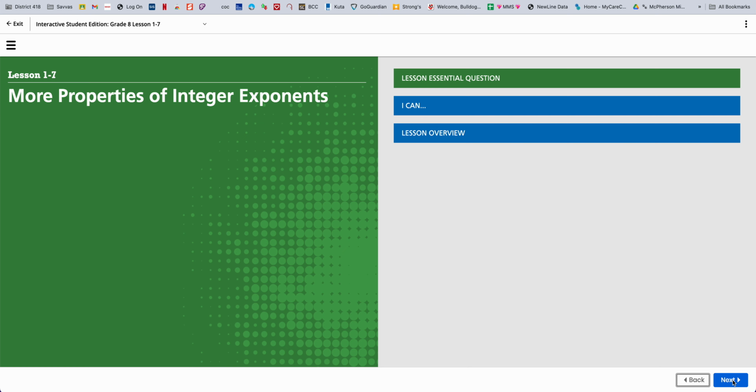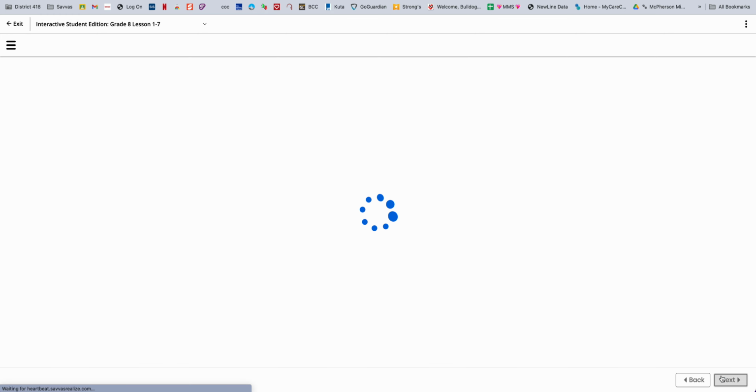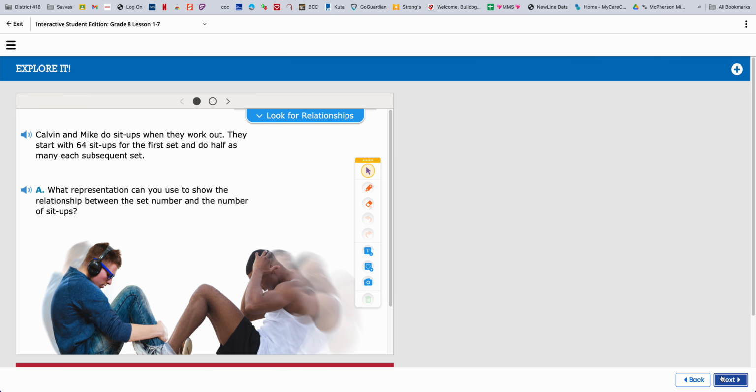Here we go. Let's look at our first little intro problem. Calvin and Mike do sit-ups when they work out. They start with 64 sit-ups for the first set and do half as many each subsequent set. What representation can you use to show the relationship between the set numbers and the number of sit-ups?